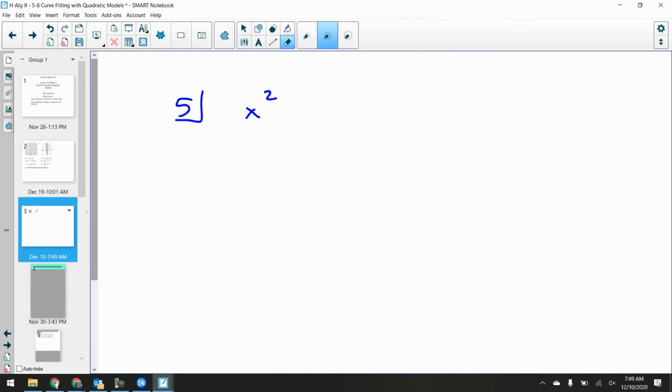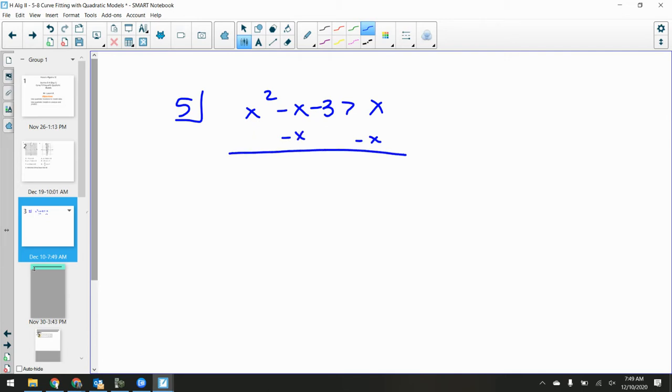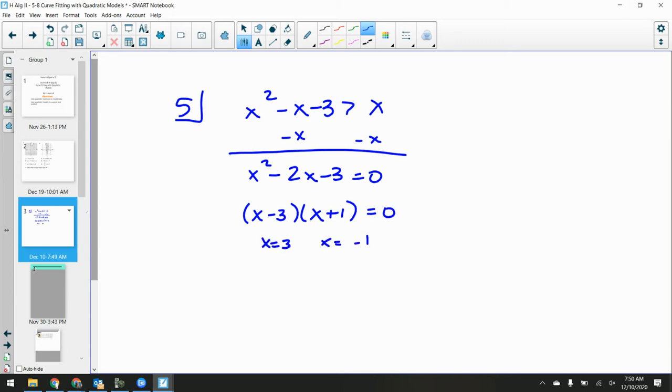plus, minus x minus 3 is greater than x. Okay, first things first, got to set it equal to 0, right? So subtract the x, and let's turn it into an equals 0. Right? Factors of negative 3 that add to get to negative 2. Are there any? Let's see, is it factorable? Yep, it is. Oh, duh. X minus 3, x plus 1 equals 0, so x equals 3, x equals negative 1.